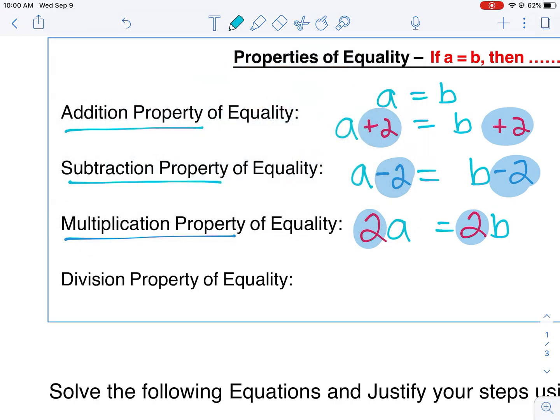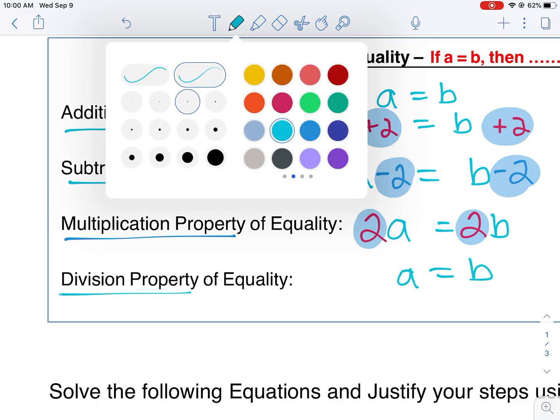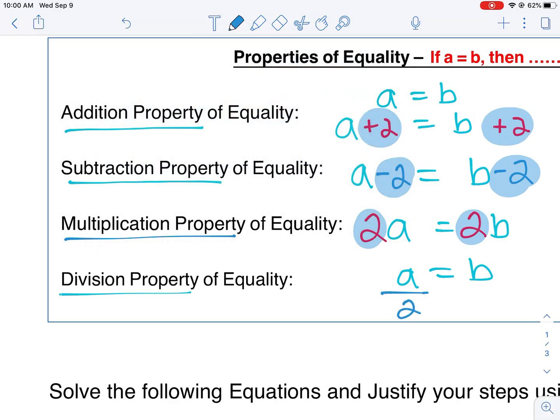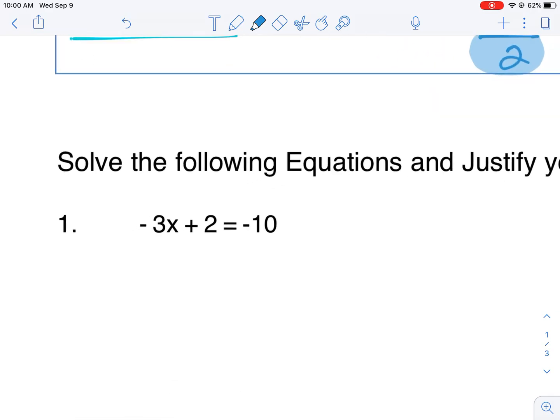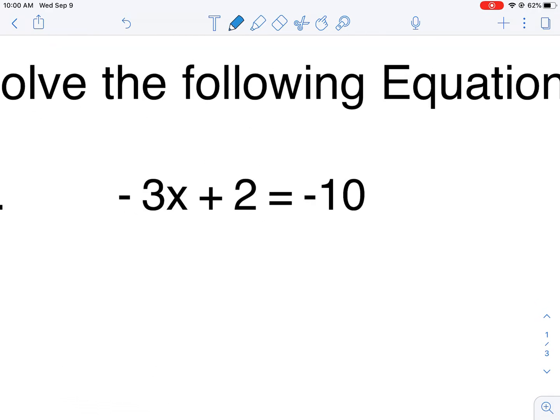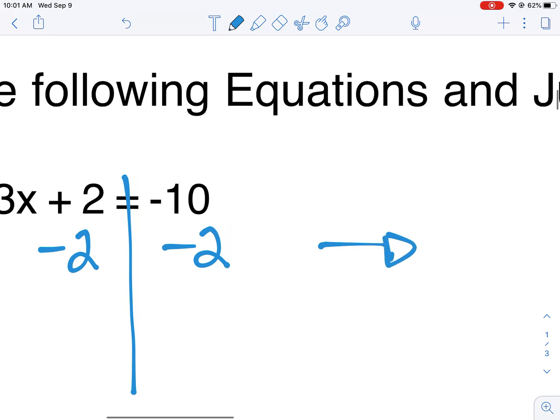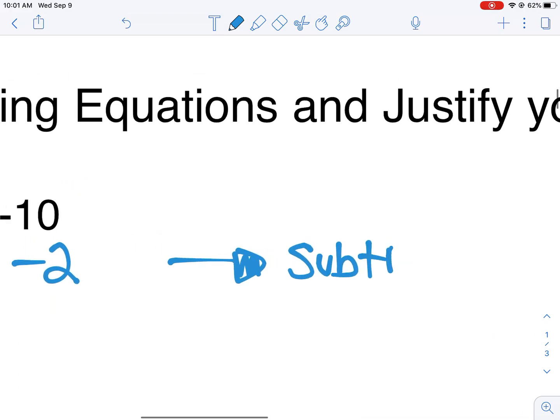And last, division property of equality. So if you have A equals B and you divide the same number on each side, then the equations will still be equal. So these are the properties that allow us to solve equations. So basically you're just explaining what you are doing. So for problem 1, your first step should be to subtract 2 on each side. So since we subtracted 2, this is our subtraction property.